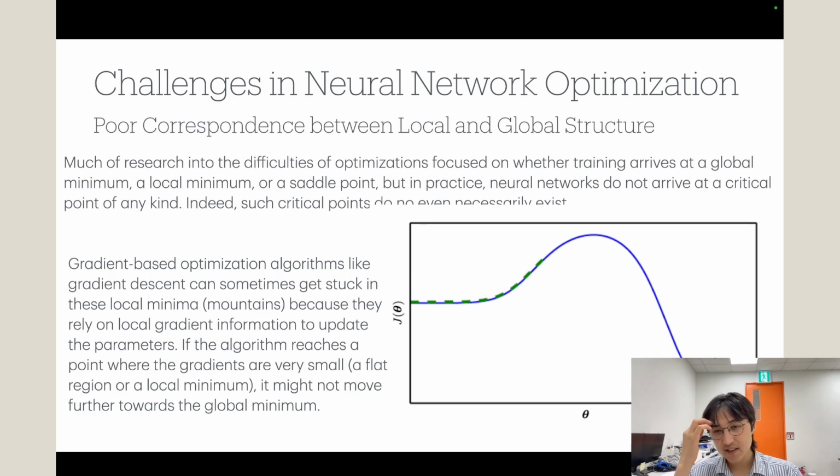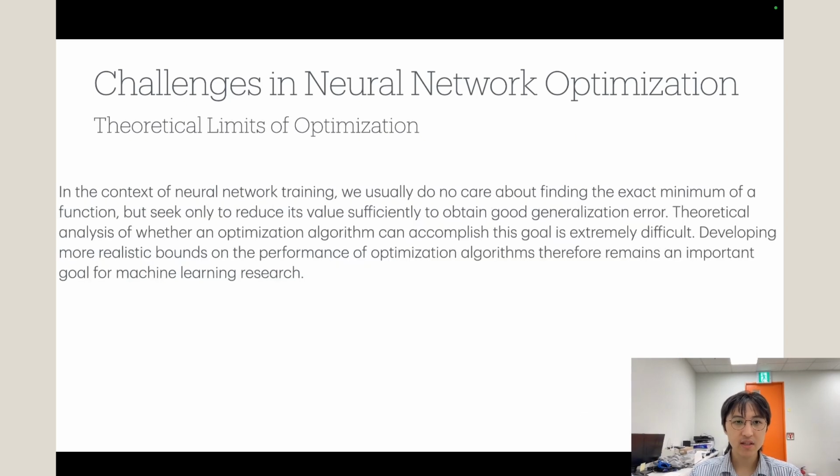And yeah, the fact is that when optimizing, the network's gradients can get stuck in this mountain place and not update, getting stuck in this location. That's about challenges. And last, theoretical limits of optimization.